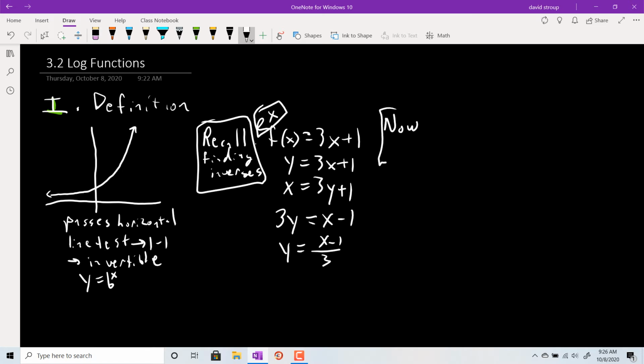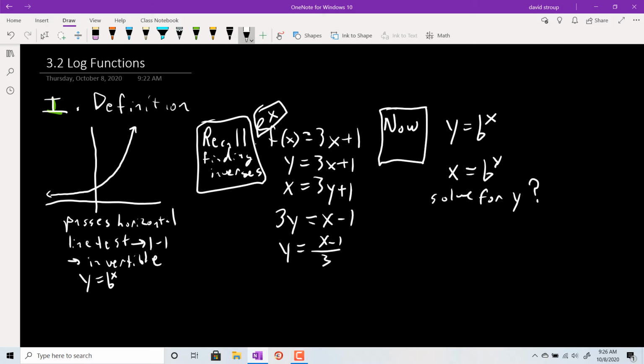Okay. Now, I want to do the same thing with this function y equals b to the x, right? So you swap the x and the y, and then you want to solve for y, just like I did in the previous example. But I don't know how to solve for y. I can't take the y root of both sides. That's not going to work. I can't square both sides. That's not going to work. I can't subtract something and magically get y out of the exponent. I know there exists an inverse though.